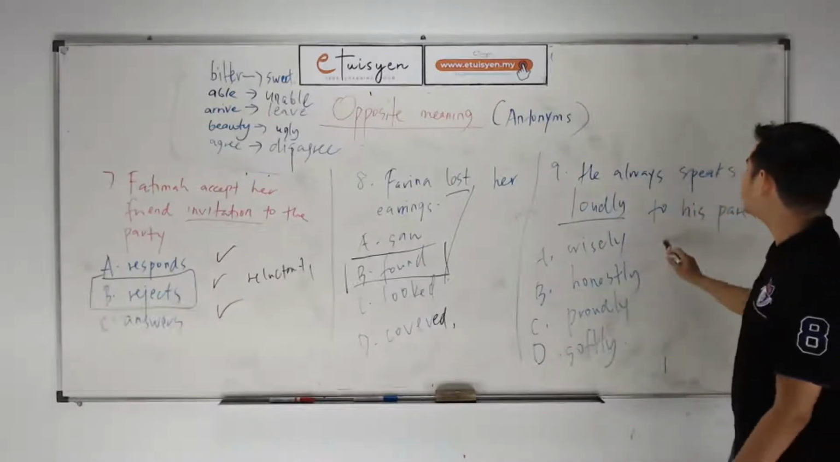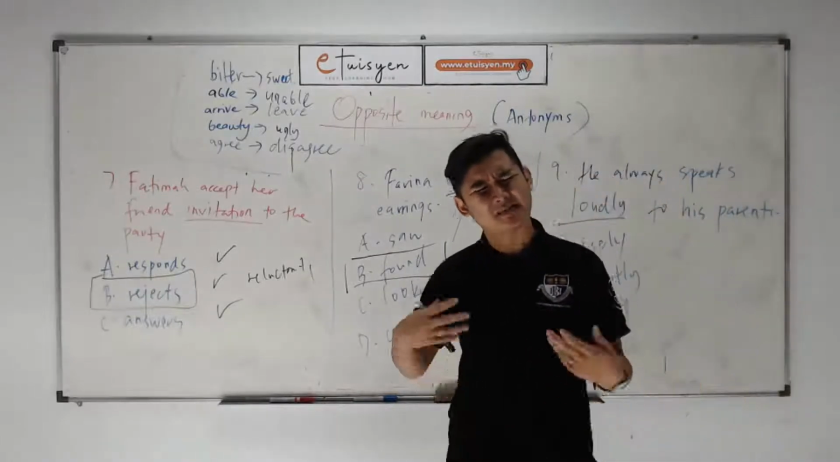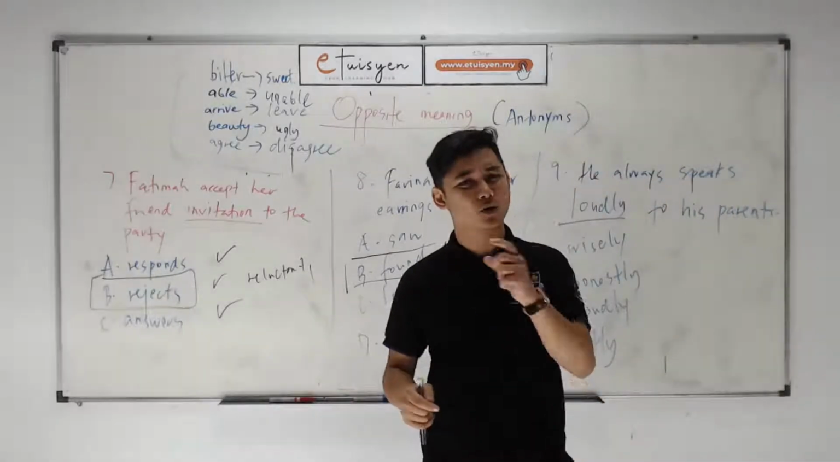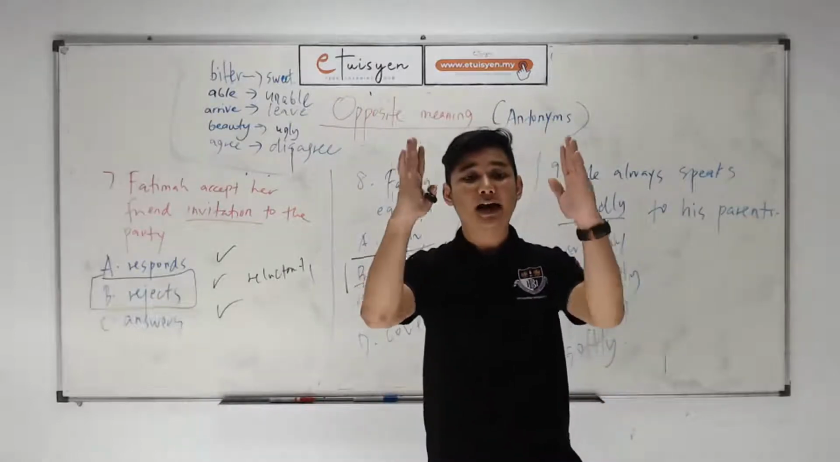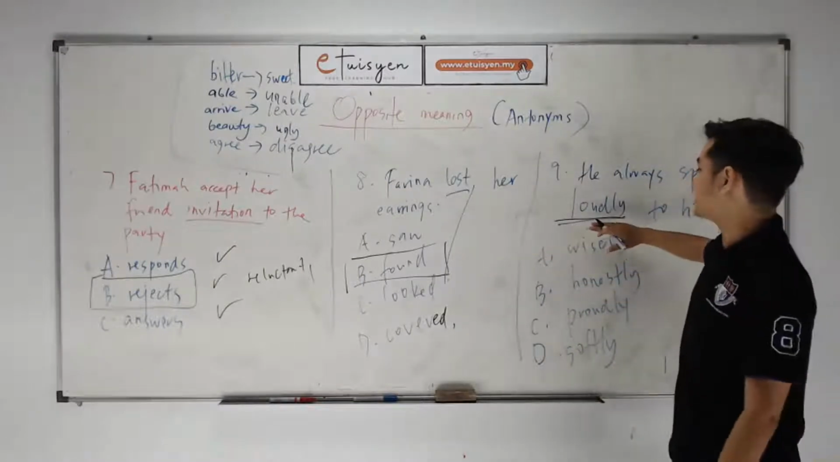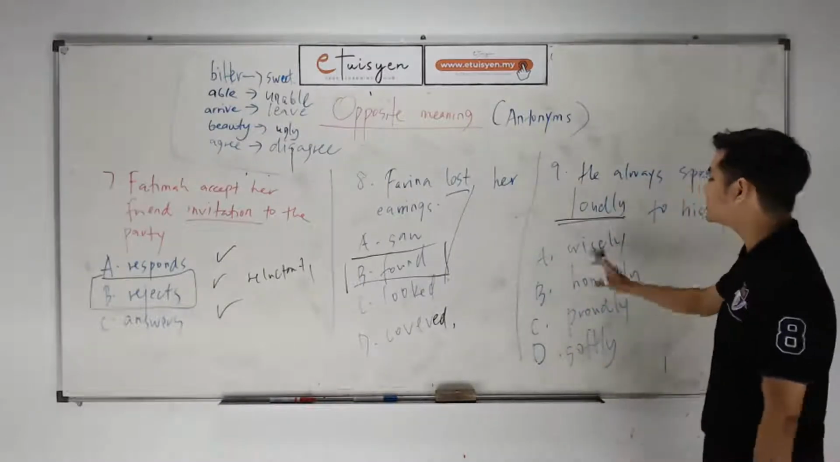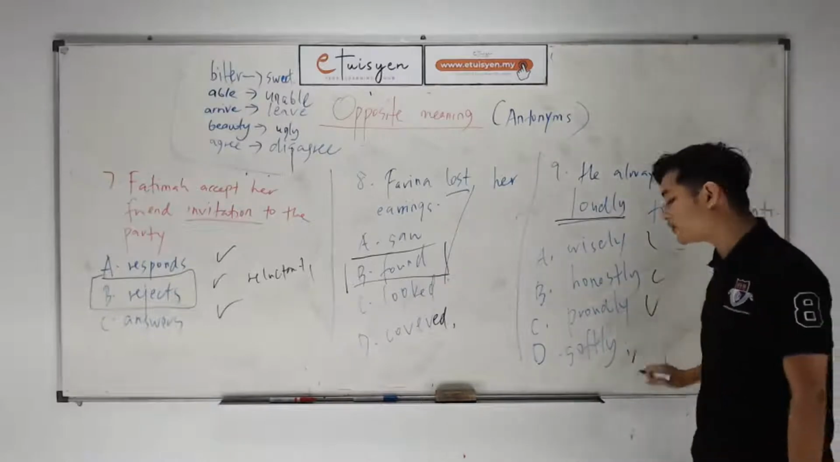He always speak loudly to his parent. So we know that dia sangat kurang ajar. He's very rude lah. Okay, so sekarang ni loudly adalah perkataan yang digaris, the underlined words, loudly. Okay, so we have choices of answer: wisely, honestly, proudly, softly.